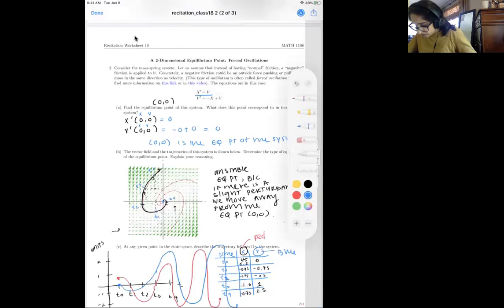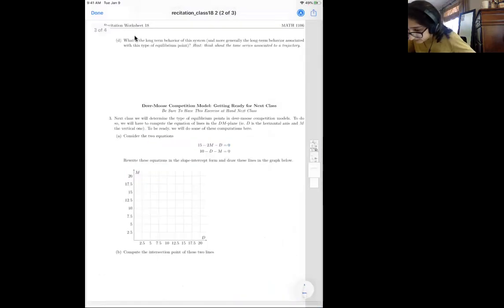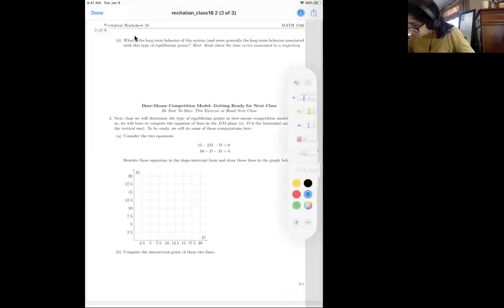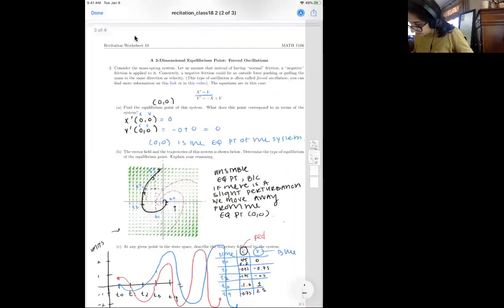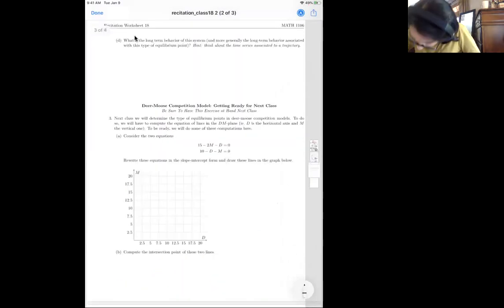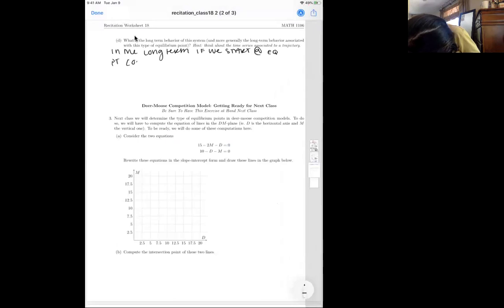Okay, and so at any given point, describe the trajectory. So the problem that we're actually doing is D. So what is the long-term behavior of the system, and more generally, the long-term behavior with this type of equilibrium point? So to answer this question, what we can say based on our time series we just plotted is that in the long term, if we start at equilibrium point 0, 0, there is no change.